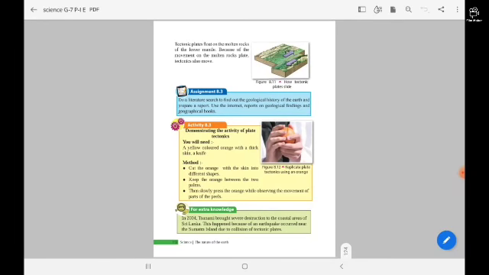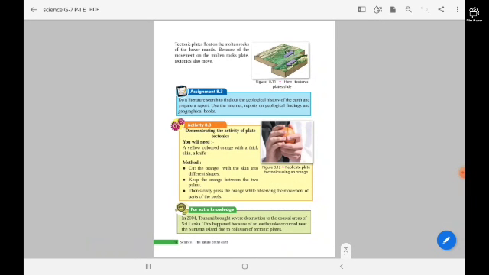Tectonic plates float on the molten rocks of the lower mantle. Because of the movement of the molten rocks, the plates also move. So remember that plate tectonics in Sinhala we call Bhumikampa, and tectonic plates are called Bhutati. The movements of tectonic plates are called plate tectonics.